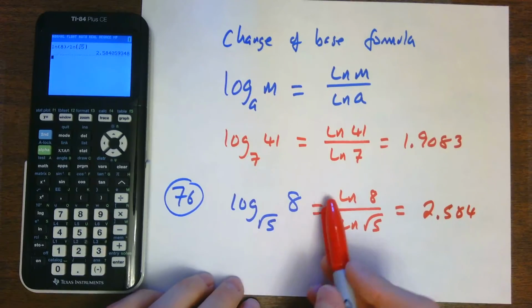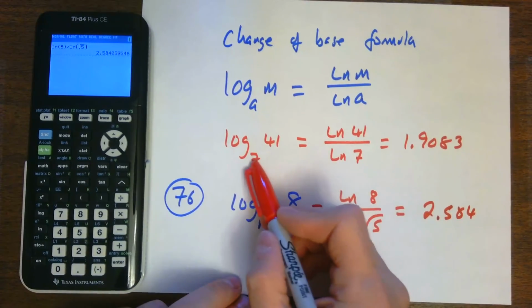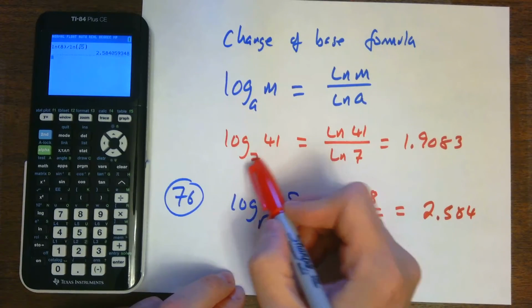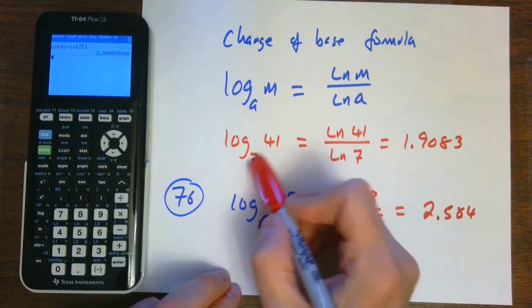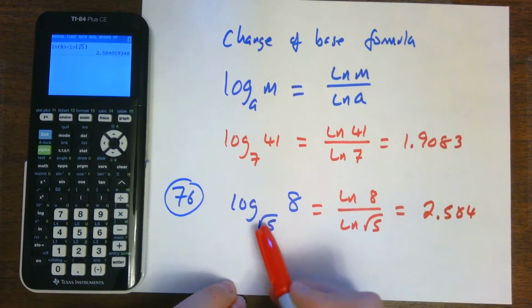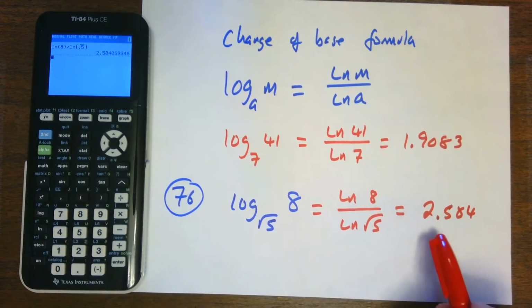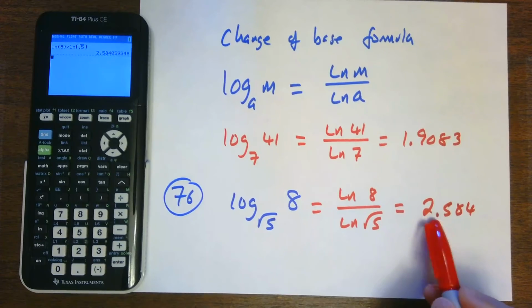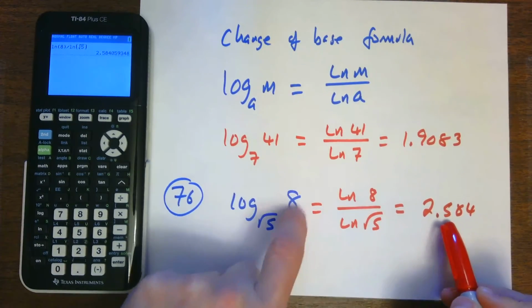And I had no idea. The square root of 5 to what power is 8? I've got no idea at all. On some of these other ones I could guess. 7 to what power is 41? Well, 7 squared is 49, so it's going to be a little less than 2, and sure enough, there it was. Here, the square root of 5 to what power is 8? I've got no idea at all, none at all. But if I take this, the square root of 5 to the power of this would equal 8.